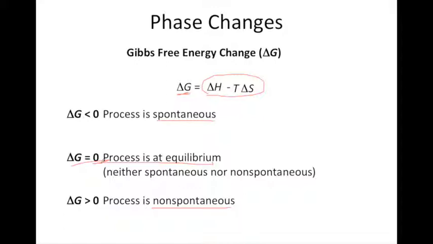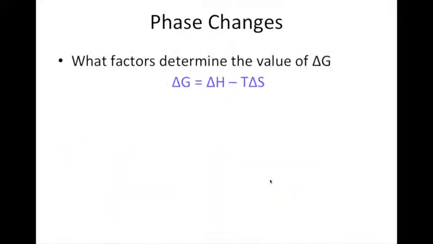So when we're talking about phase changes, it's important to appreciate that the delta G value for any phase change, when a substance is undergoing the phase change, is 0. That's because it's spontaneous in one direction and spontaneous in the other. So basically the overall process is neither spontaneous nor non-spontaneous. So let's look at delta G for a phase change in a bit more detail.